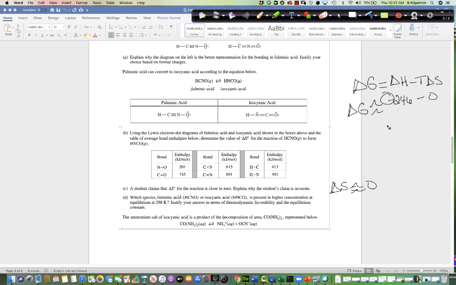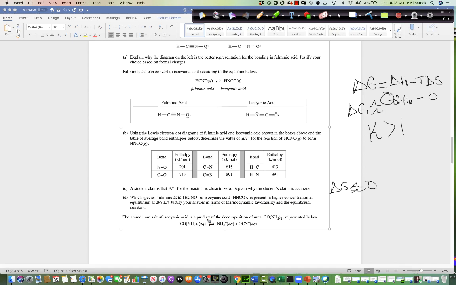So since it's negative, that indicates that it's thermodynamically favored, which means that K should be larger than 1. So I should have more products. When K is larger than 1, that means I make a lot of products because the K expression is products over reactants.